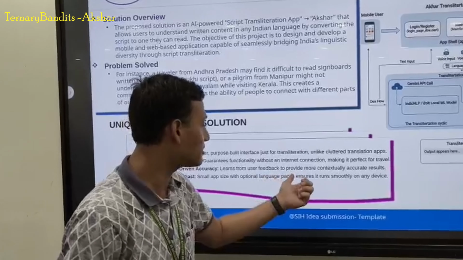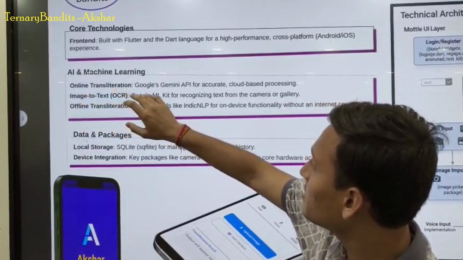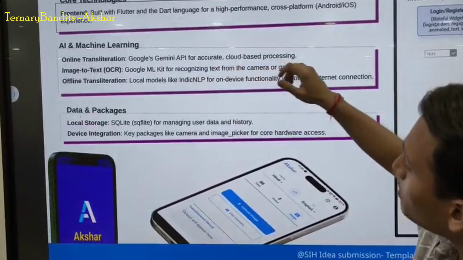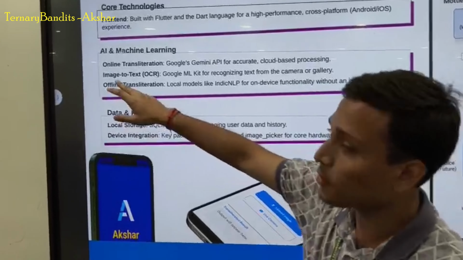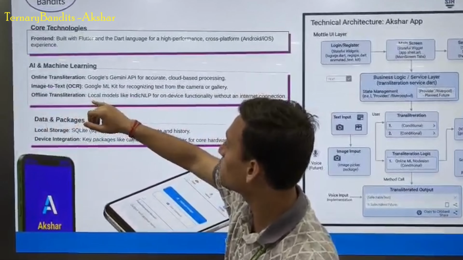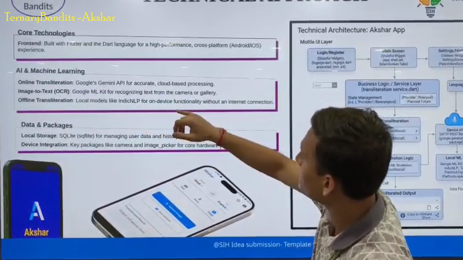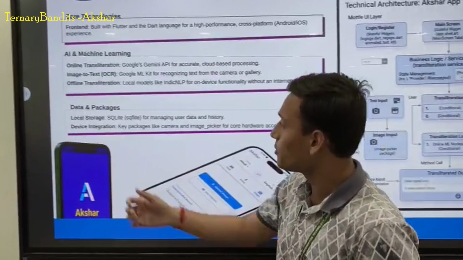The core technologies that we're using: it's built with Flutter and Dart for high performance and cross-platform capability. For AI and machine learning, for online transliteration we use Google's Gemini API for accurate cloud-based processing. For image to text, we use Google ML Kit for recognizing text from the camera or gallery. For offline transliteration, we use local models like Indic NLP for on-device functionality without an internet connection. For data, local storage SQLite is used for managing user data and history, and device integration happens through key packages like camera and image picker for core hardware access.